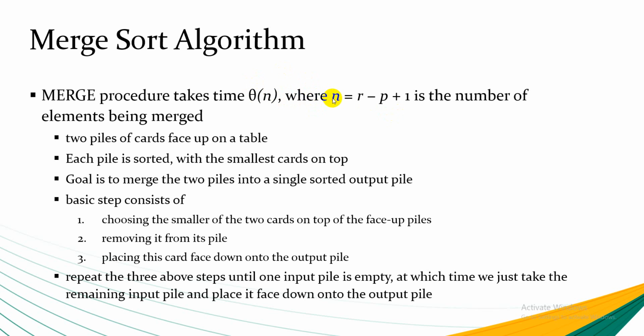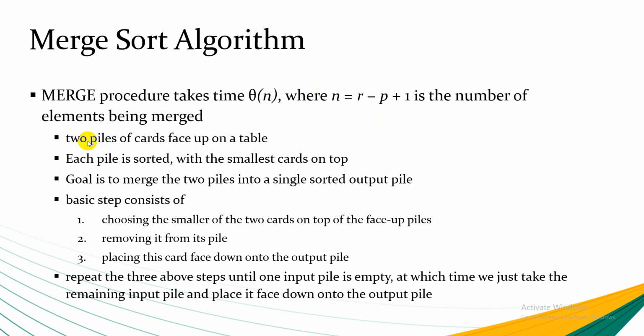So here we consider n, which is equal to r minus p plus 1. It's like we have an array that starts at p and ends at r, and n is actually the length of this array. So it is the number of elements being merged. So what we want to merge actually.